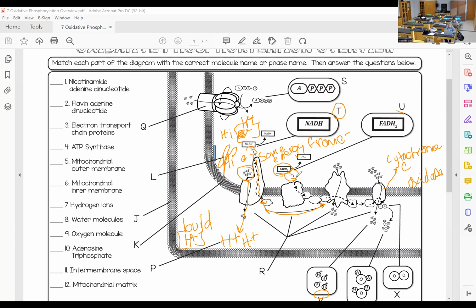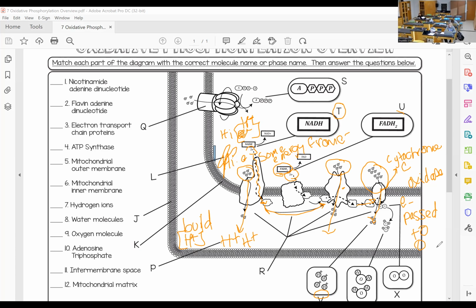But then they both get transferred to this third protein where again, all of those electrons are pumping more hydrogen ions in. They get passed to cytochrome C oxidase, where we pump in a bunch of hydrogens here. And from here, the electrons are passed to oxygen. Okay, so X is oxygen. W, of course, is water.